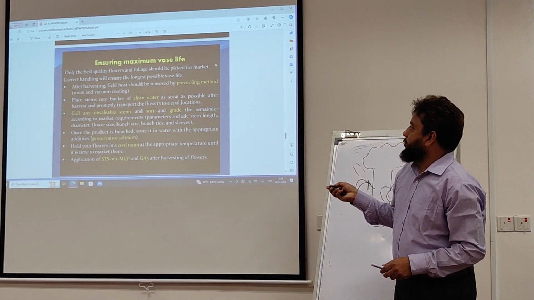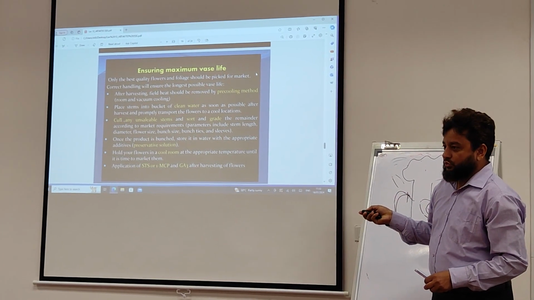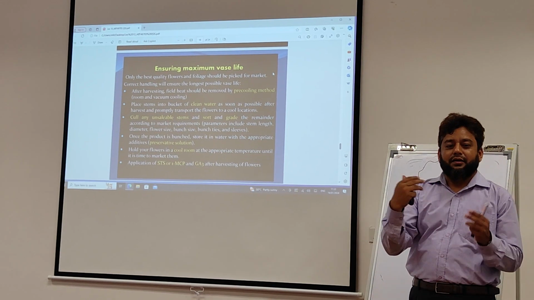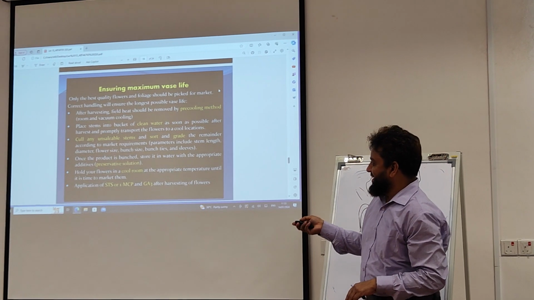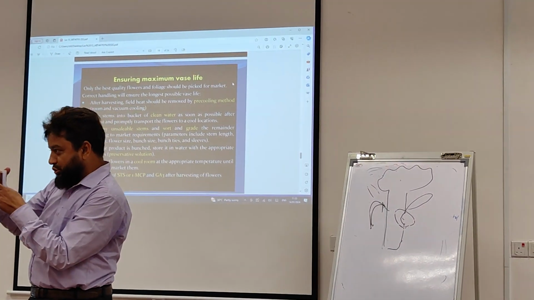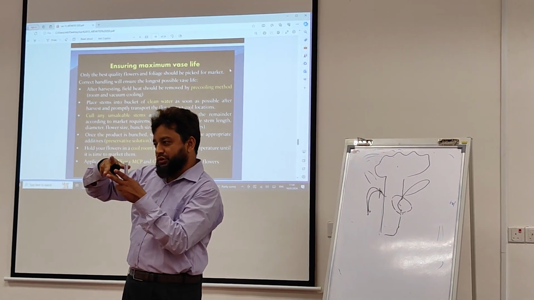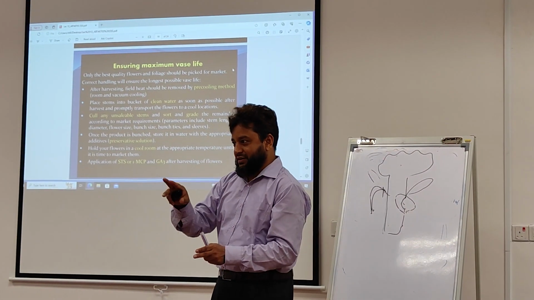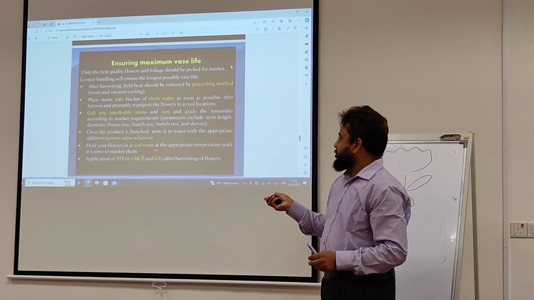And also, we have to use clean water, and we need to do some culling. If some leaves are old, we have to cut the leaves. And if the stem is too long, we need to cut some of the stem length, but the cut should be below the water. And also we need to store at the cool room.